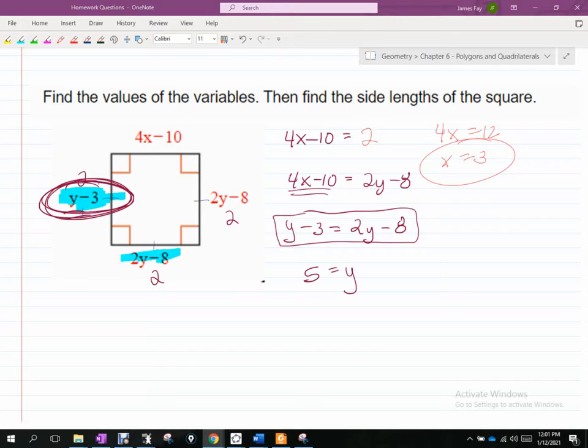10. Similar idea, different shape though. Not really a different shape. We'll talk about that.